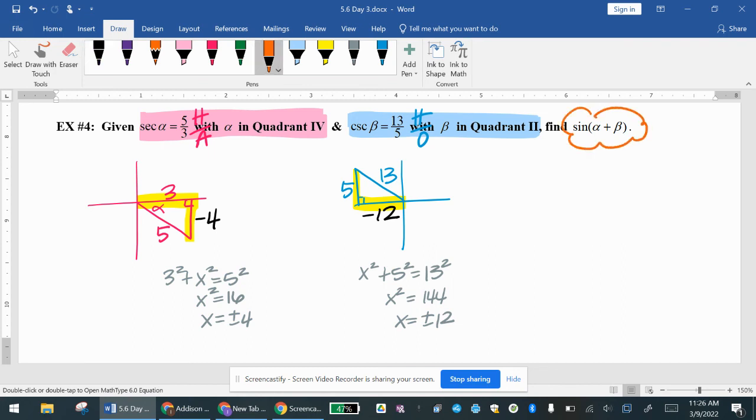Okay, they want us to find the sine of alpha plus beta. Notice they're never asking us for the angle alpha and the angle beta. They're asking us to follow the pattern for the sum of two angles when you're finding the sine. That pattern is sine of alpha cosine beta plus cosine alpha sine beta. Okay? And these are ratios. So that's why we needed to find the missing links, because both of these require the use of opposite and hypotenuse.